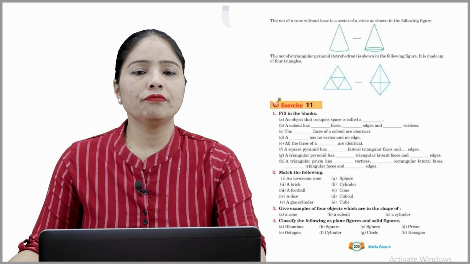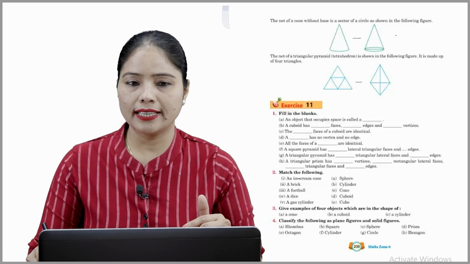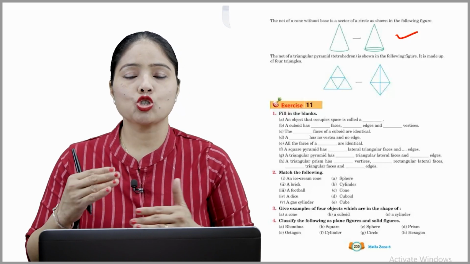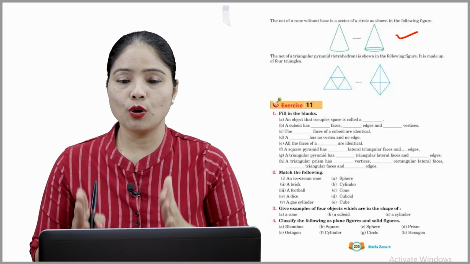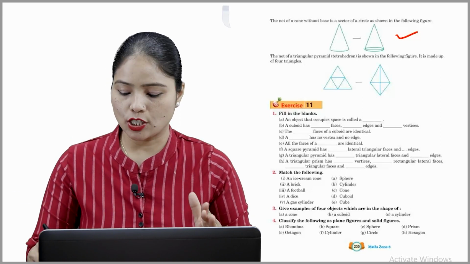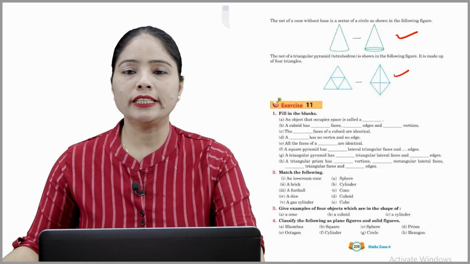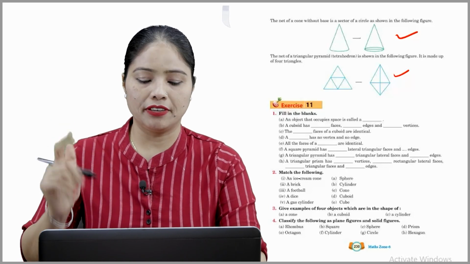The net of a cone without base is a sector of a circle as shown in the following figure like this. The net of a triangular pyramid is shown in the following figure. It is made up of 4 triangles like that way. Okay, beta, I hope you understood well. So you only need to do practice for that thing. So now move on to exercise 11.